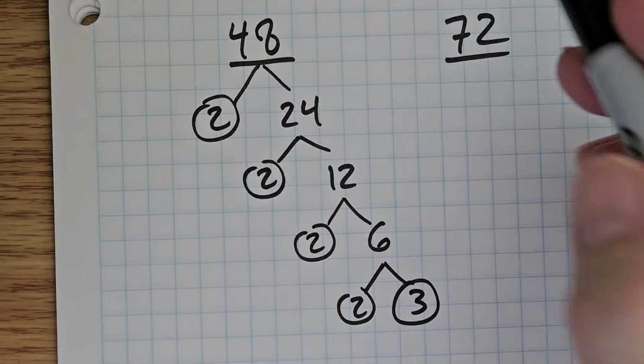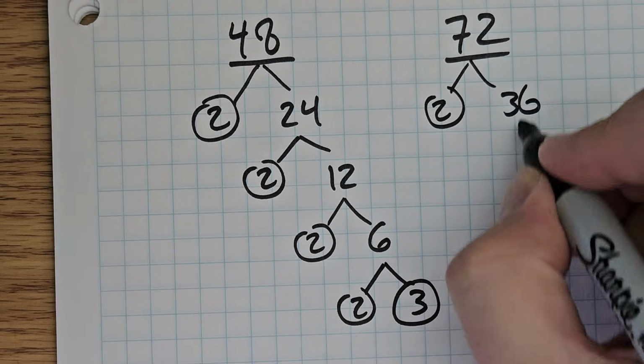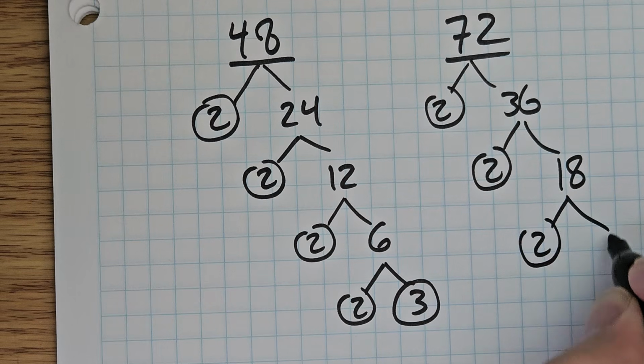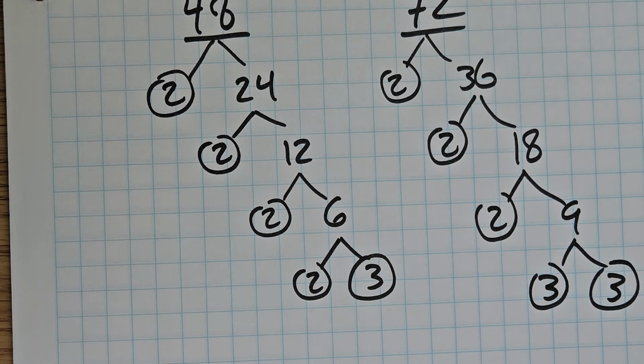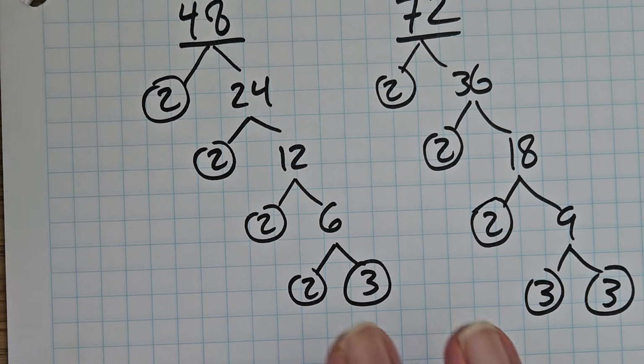Now we're going to do the same thing with 72. That would be 2 times 36, which is 2 times 18, which is 2 times 9, which is 3 times 3. We ran out of 2's. 9 is not divisible by 2, so we just go to the next prime number, which is 3. Okay, so that is prime factorization.